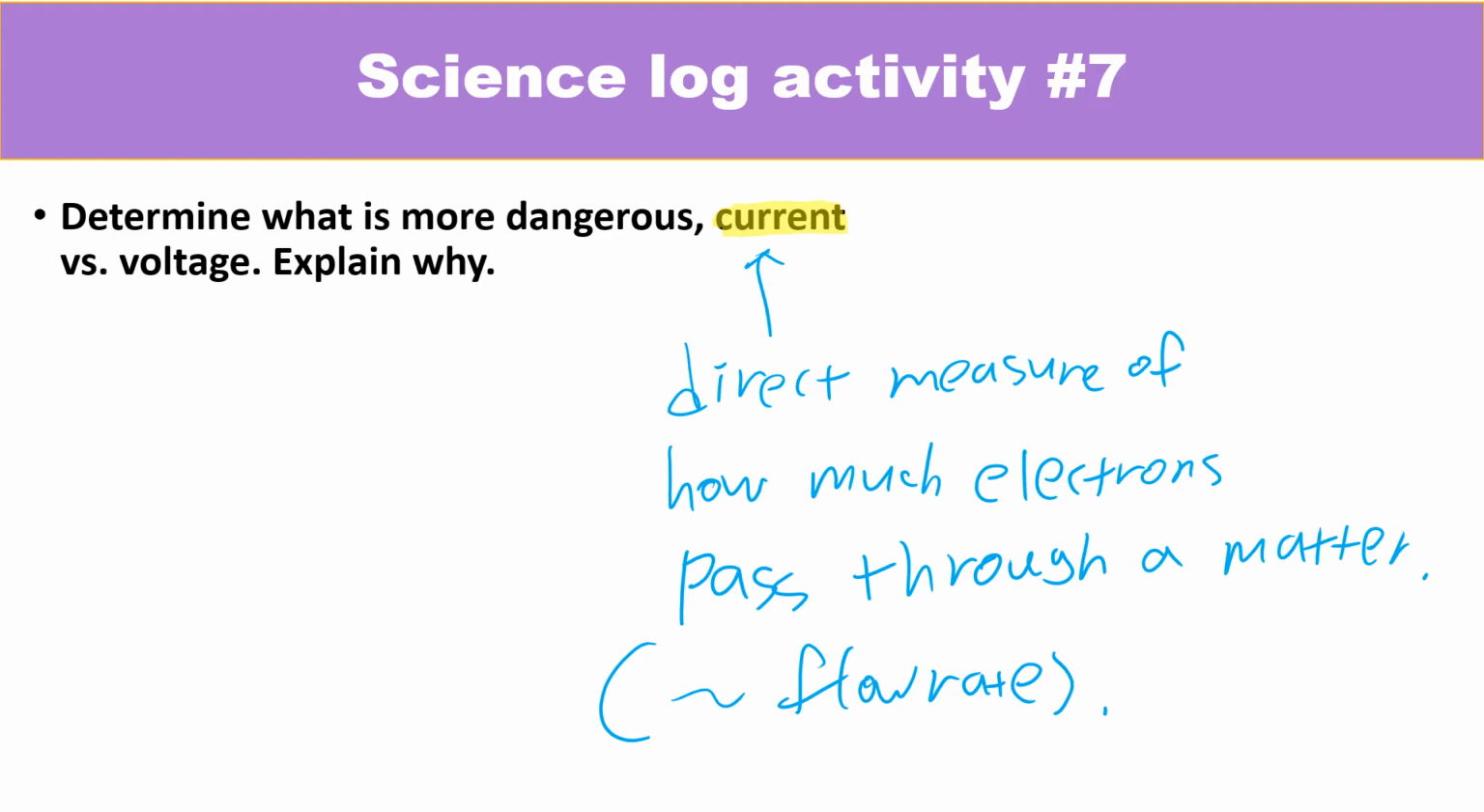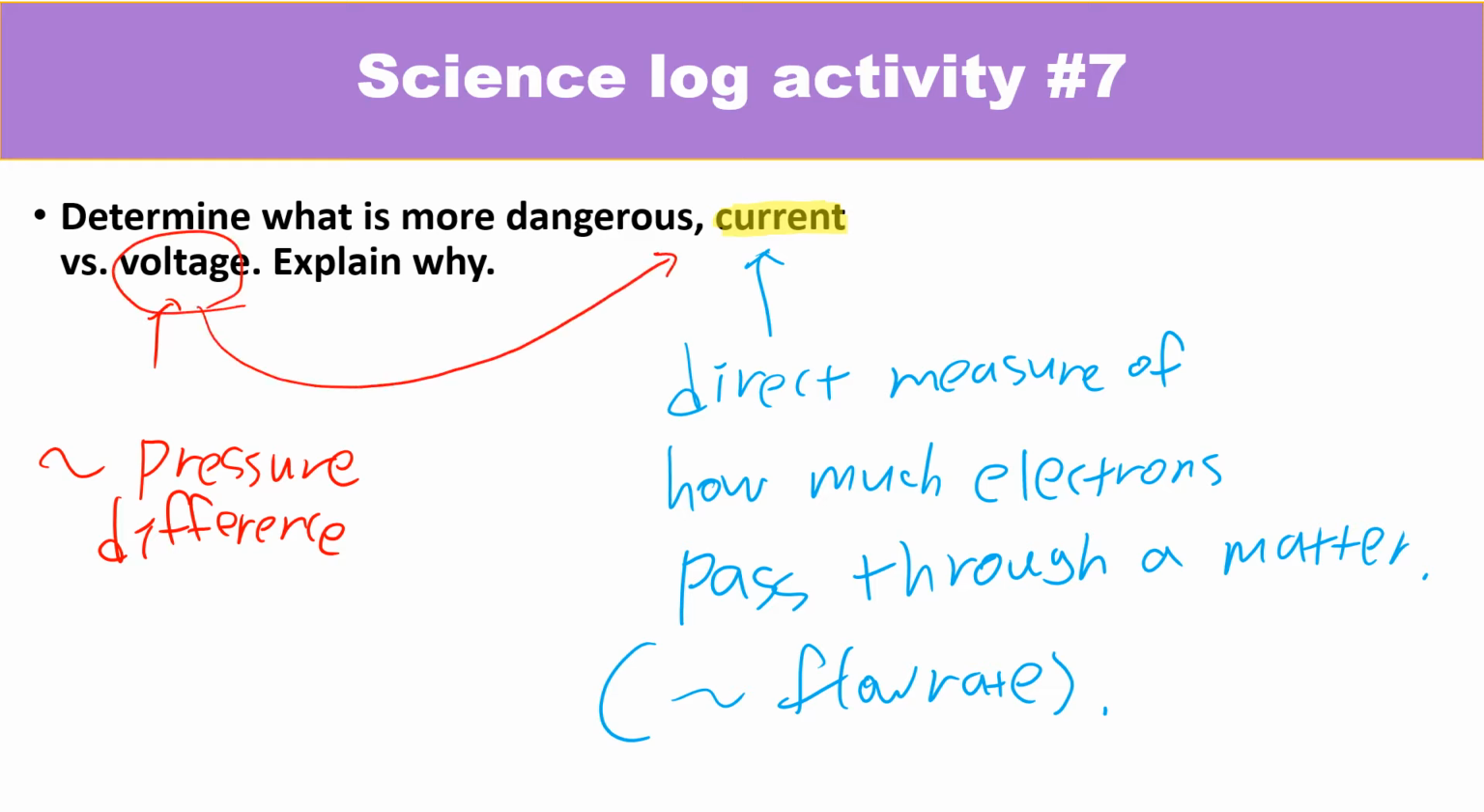Compared to the voltage, voltage is more like a pressure difference. In water, if you think about that, like a dam with the more water, more height versus a dam with less water or not much of height. Yes, if you have a lot of pressure, you will have more current. So technically voltage causes current. But again, current is the one that damages more.